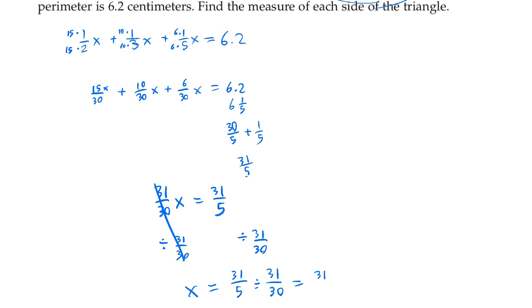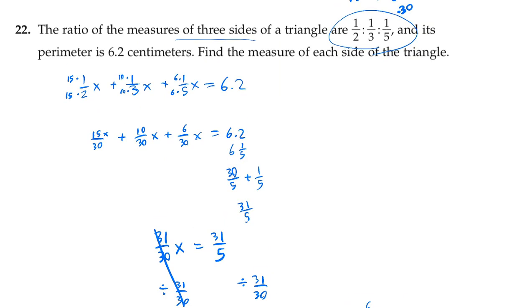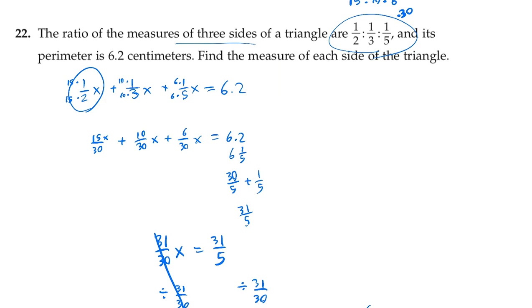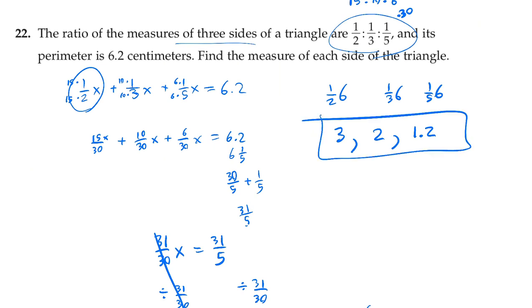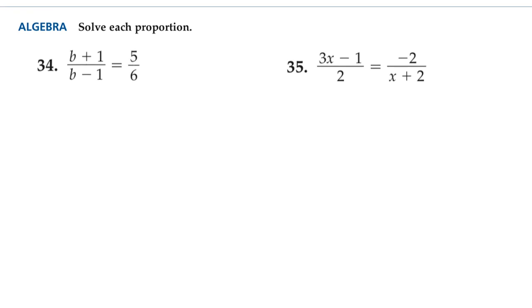Or in other words, it's 31/5 times the flipped over, times the reciprocal. And so we get cancel, cancel. This is 1 and 6, so we end up getting x is 6. So if we go back up here, we get this side is 1/2 of 6. The next side is 1/3 of 6. The next one is 1/5 of 6. And so we get 3, 2, and 6/5, which is 1.2. Okay, add those up, we get 6.2. Check.